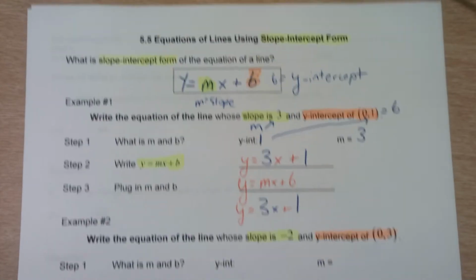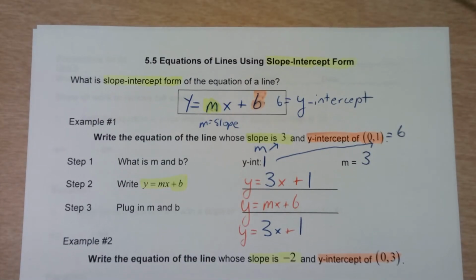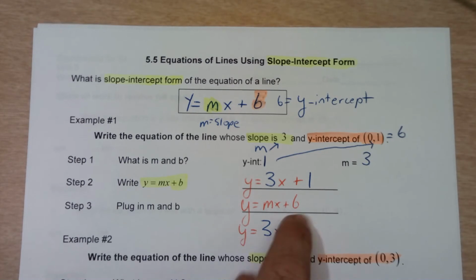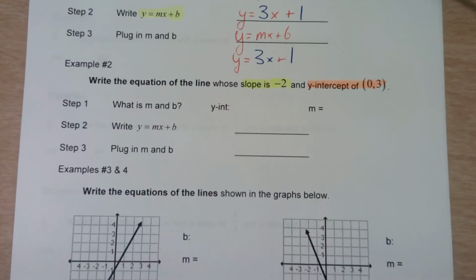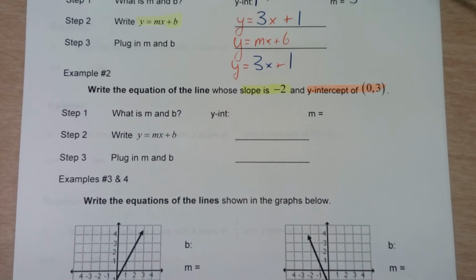We went over what slope-intercept form was, which we should all know is y equals mx plus b, and we went over how to plug in different numbers in different parts of our formula. Okay, so now we're on example 2, and we're doing exactly like we did in example 1. We're writing the equation of the line where it gives us a slope and a y-intercept, okay?